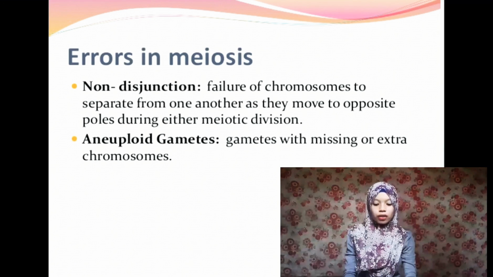When non-disjunction occurs in meiosis 2, cells divide normally during anaphase 1 and homologous chromosomes separate correctly, but sister chromatids fail to separate during anaphase 2. As seen in the diagram on the left, one cell shows trisomy, 2n plus 1, and the other shows monosomy, 2n minus 1.